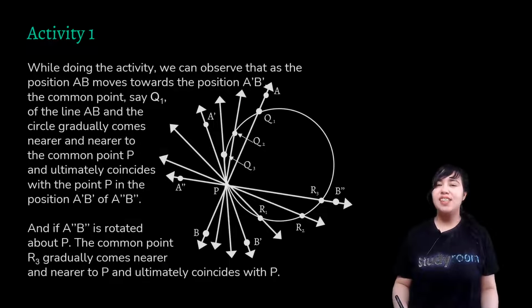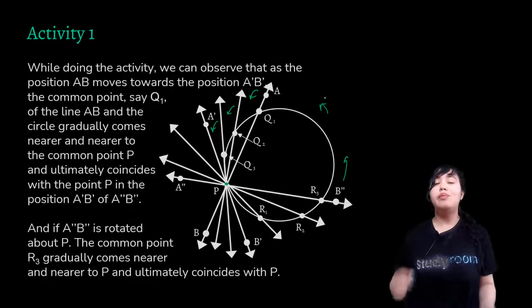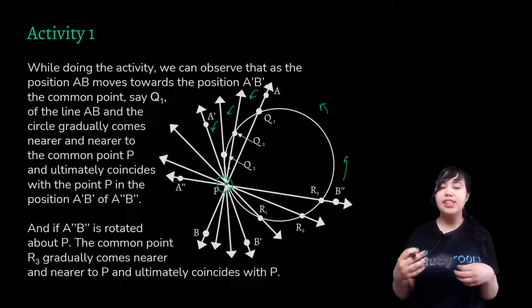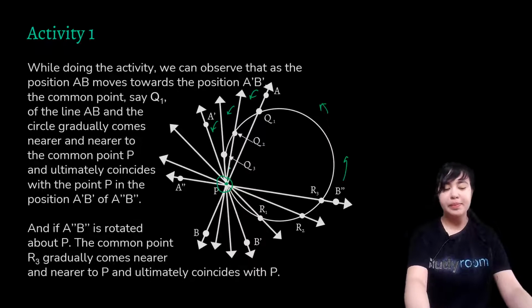So this is just a summary. When we did this activity, what did we realize? That no matter what we do, if I'm keeping this point P fixed on my circle and I'm rotating this wire, be it in anti-clockwise direction or clockwise direction, I'm always ending up at a stage where I'm only having one point. So in the end, all points just coincide and we're just left with this point P.